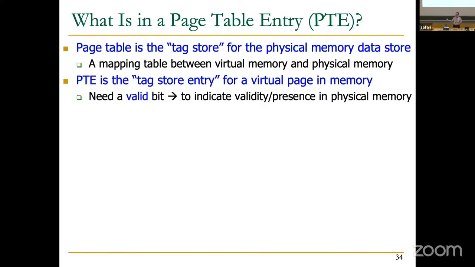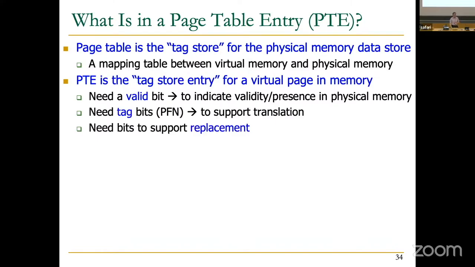So you need a valid bit, as we discussed, right? This indicates validity or presence in physical memory. You need tag bits. These are the physical frame number or physical page number bits to support translation. You need bits to support replacement, which we're going to talk about soon. What do you replace from physical memory if your physical memory is full? So you need to know which pages are not touched. But this actually is a problem because we have so many pages in physical memory, as we will see soon. You need a dirty bit to support write-back caching in physical memory, and we've discussed this already because write-through is pretty expensive in physical memory.